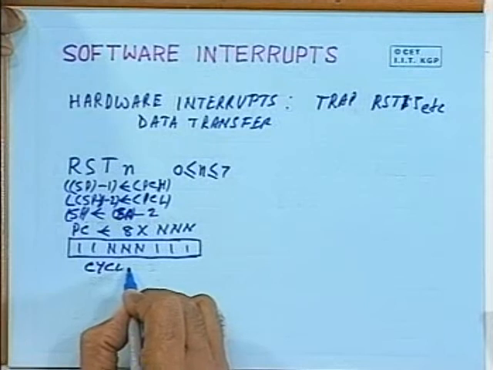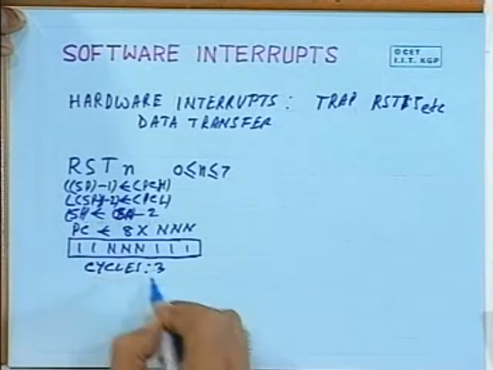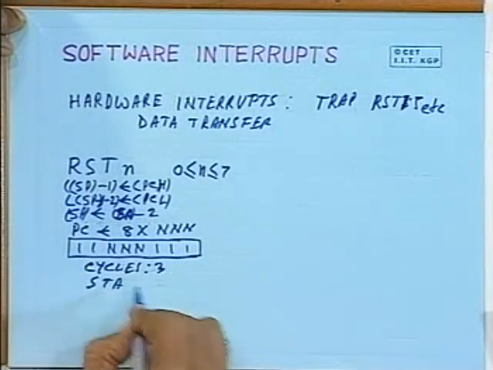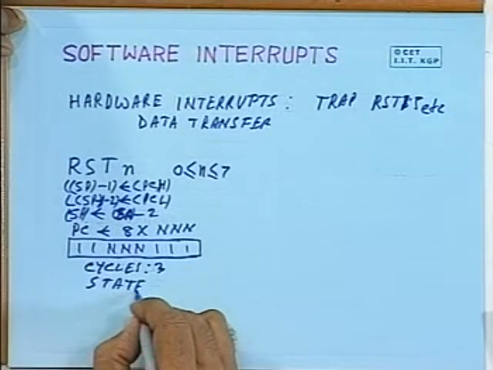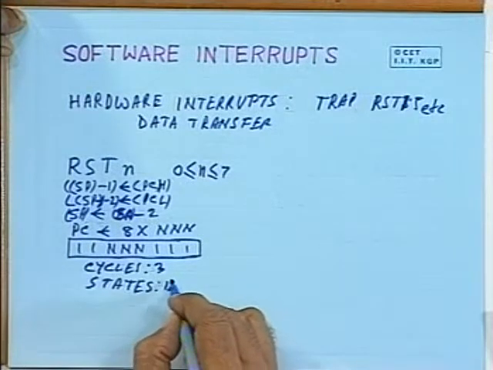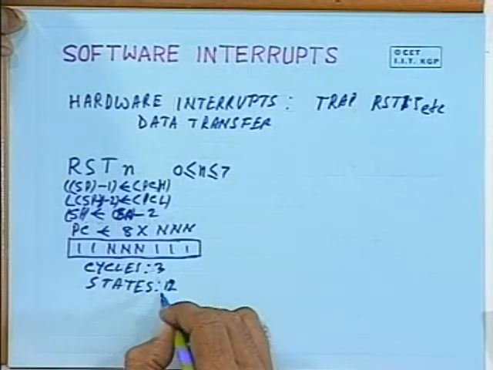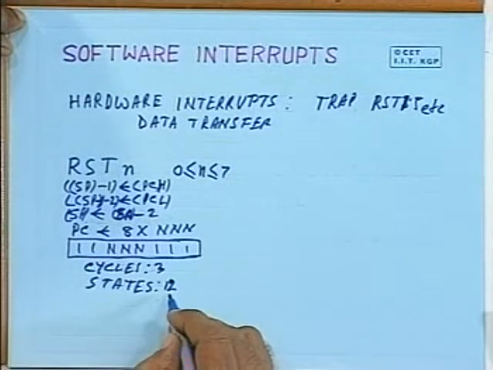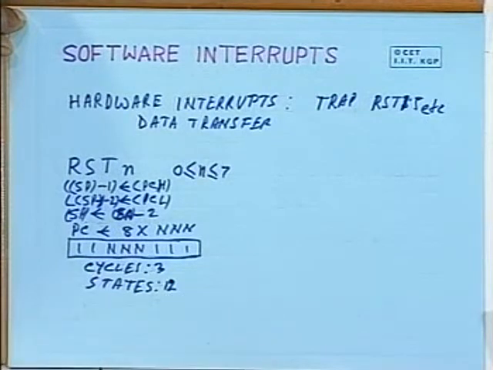And to execute each instruction, you will require number of cycles 3, and number of states required is 12. Why do you require 12? Because the first instruction requires 6 cycles. That's why it requires 6 plus 3 plus 3.